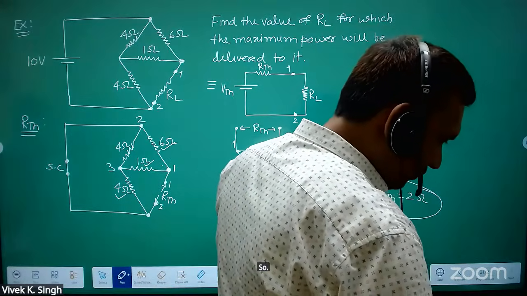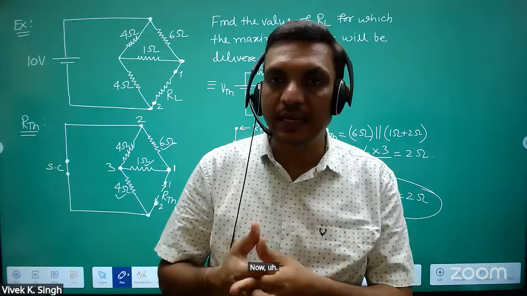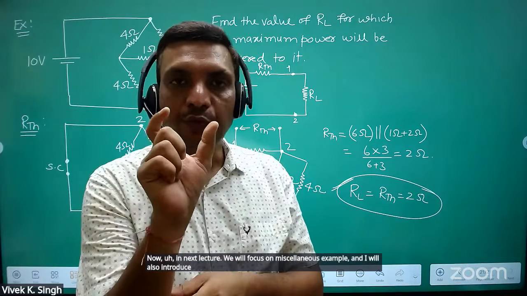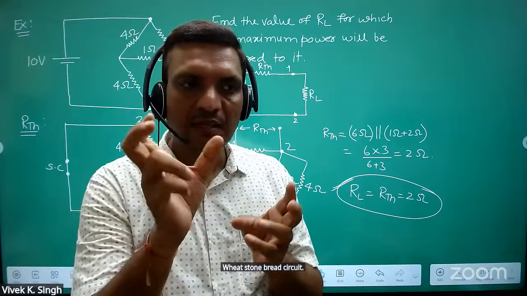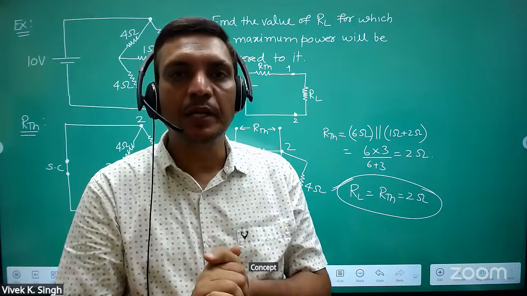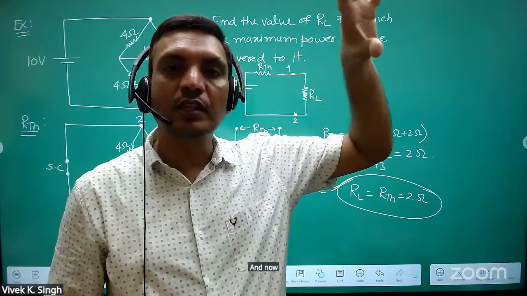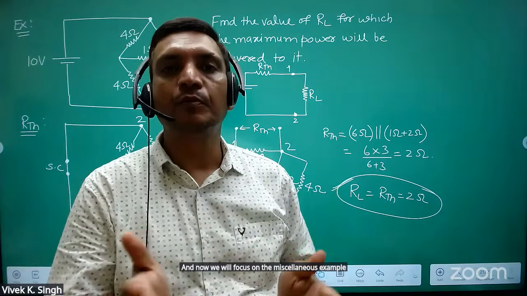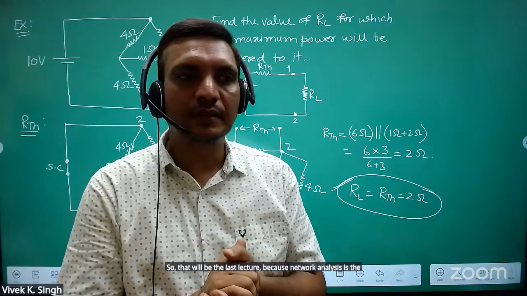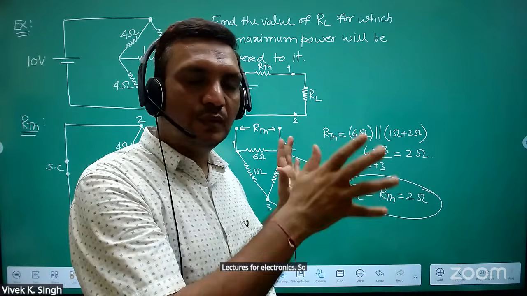So we have discussed the different theorems. Now in the next lecture, we will focus on miscellaneous examples, and I will also introduce the Wheatstone bridge circuit, because that is a basic concept. Sometimes we have to use the concept of Wheatstone bridge. So we will talk about Wheatstone bridge, and we will focus on miscellaneous, mixed type of problems. That will be the last lecture, because network analysis is the introductory lecture for electronics. So these are the theorems.